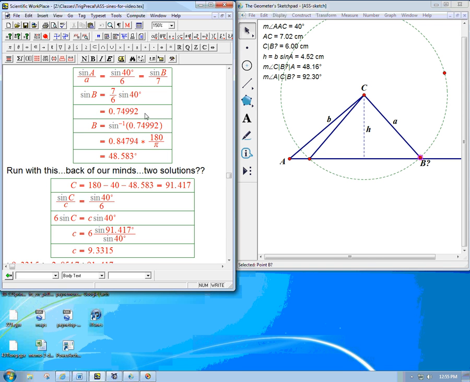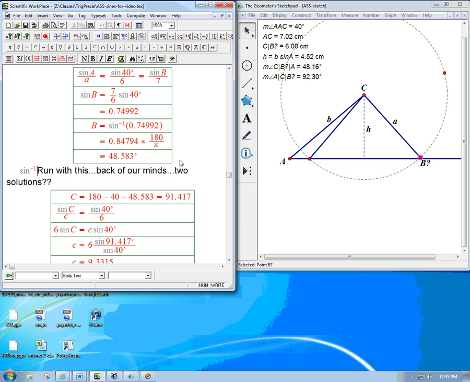One comment I want to make, I know it's getting long, but where did this come from? Why did we have to do this artificially? Why did we have to observe geometrically that we could swing it over? Why didn't the math tell us? If sine B is 0.74992, what's happening? It seems like, okay, then B is the inverse sine, and then B has to be this. How could it be something else? Well, this is crucial to remember that sine inverse doesn't really deserve to exist.